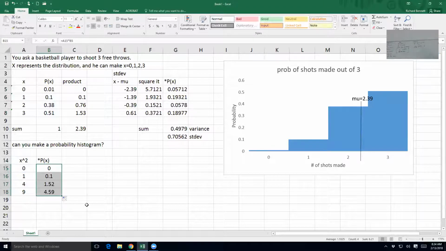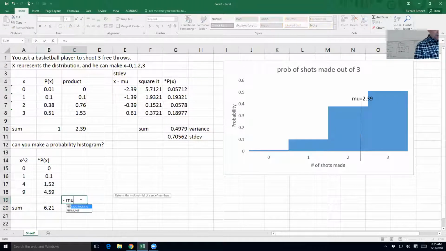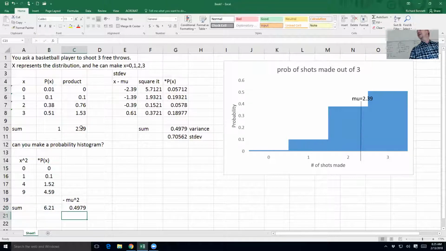Okay, so I got a bunch of numbers there. What's the next thing that I do? I'm going to find the sum of this column, 6.21. What's the next thing I'm going to do? I'm going to subtract mu squared. Oh, whoops. Okay, so I'm going to take this number and subtract that number squared. And that gives me 0.4979. That's a good sign, right?